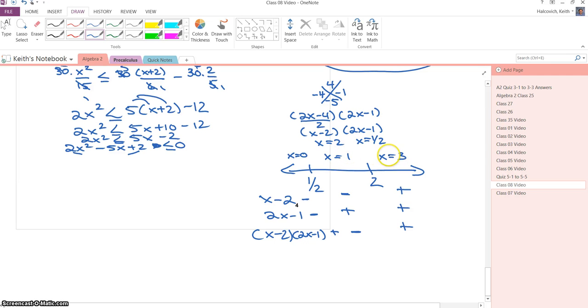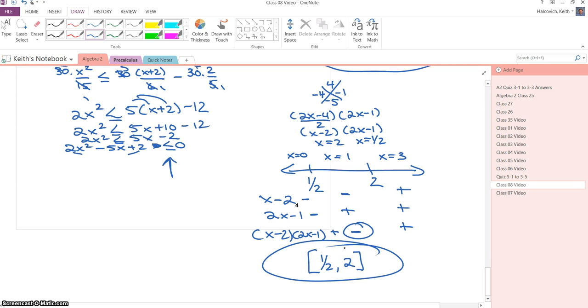Now, if you notice, because it's less than or equal to, that means you're looking for the negative for the product. And that is in the middle there. So that means it's between 1/2 and 2. And you put brackets on both of them because it's less than or equal to. So that's your final answer.